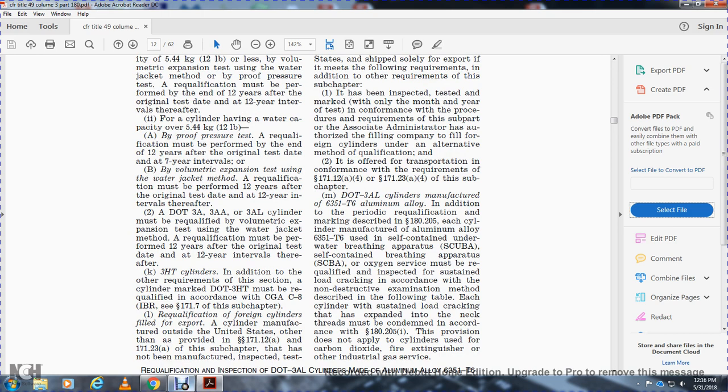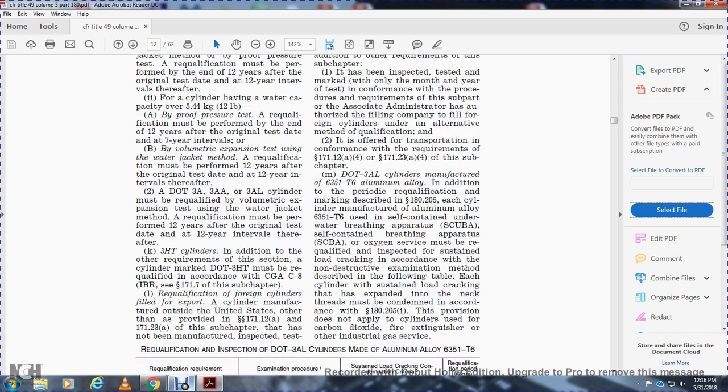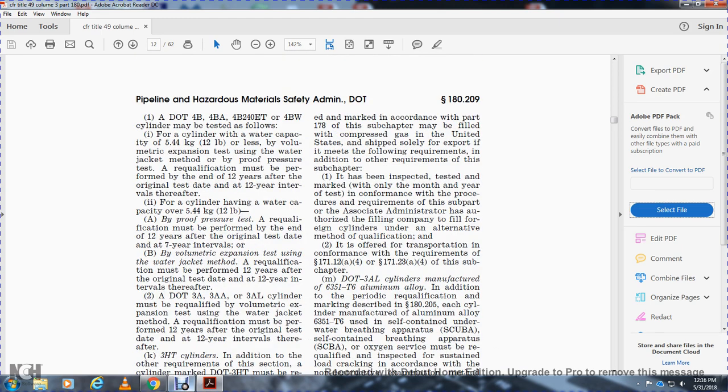3HG cylinders, in addition to the other requirements in the section, must be requalified in accordance with the CGA C-8. Requalification of cylinders for export: cylinders manufactured outside of the United States, other than as provided in 171.12a and 171.23 of the subchapter, that have not been manufactured and inspected, tested and marked in accordance with part 178 of the subchapter, filled with compressed gas in the United States.